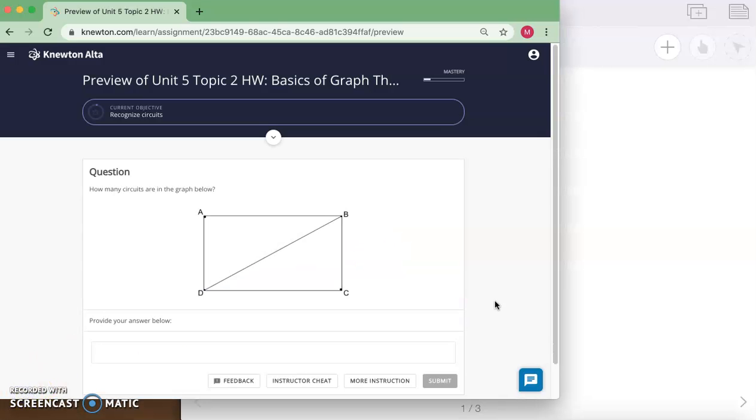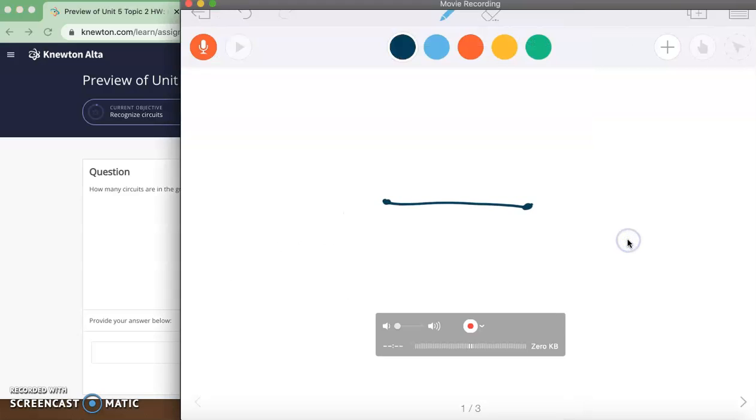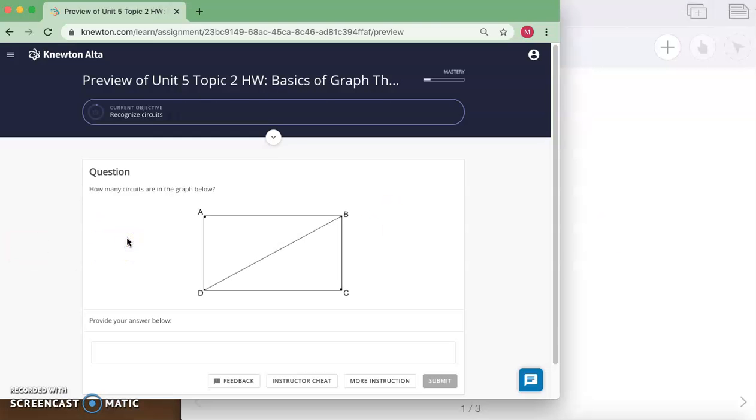How many circuits are in the graph below? Remember, a circuit is when we start at one vertex and end at that same vertex without repeating any of the edges. So let's take a look real quick. Well, let's go ahead and draw it on here so we can take a better look. I'll make a rectangle. Once I draw it, I'll show you guys the screen. So we have A, B, C, D.